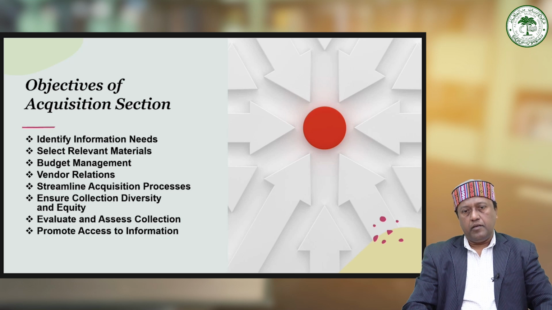And the last objective is to promote access to information. Facilitating access to information is a core objective of the acquisition section. This involves acquiring materials in accessible formats, providing remote access to digital resources, and implementing policies and procedures to ensure that all users can easily discover and use library material.